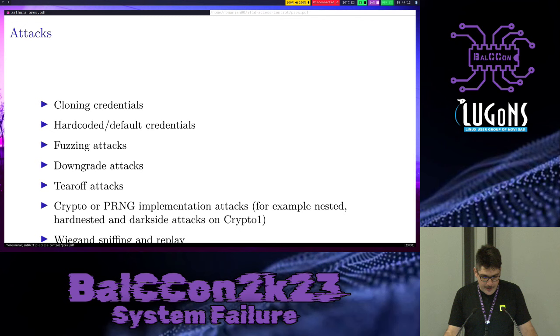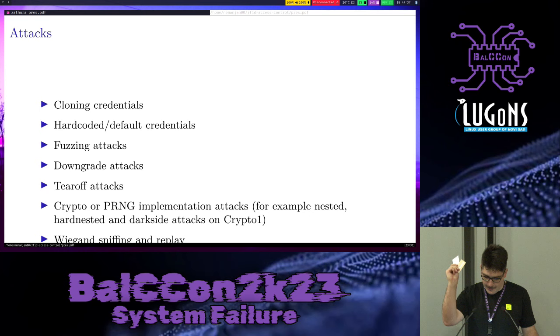We have also seen hard-coded credentials, because why not? There's no saying like, no security by obscurity. A lot of the credentials, of course, leaked. We have seen even fuzzing attacks work. Who would have thought that low-level languages can have memory issues? We have seen downgrade attacks like this one.